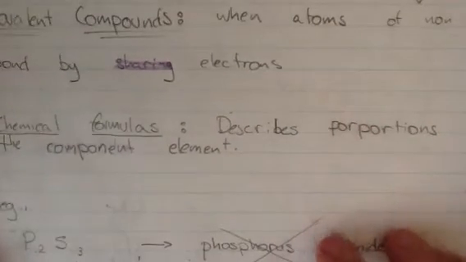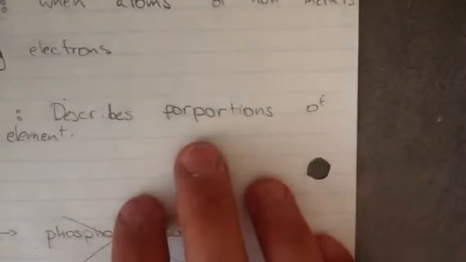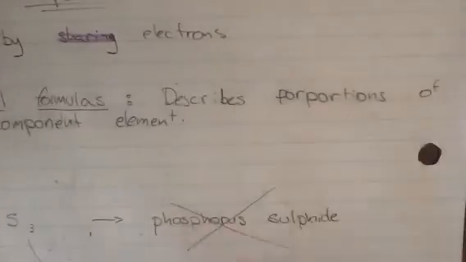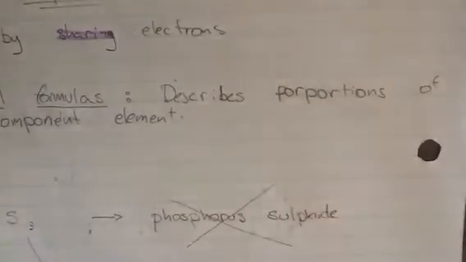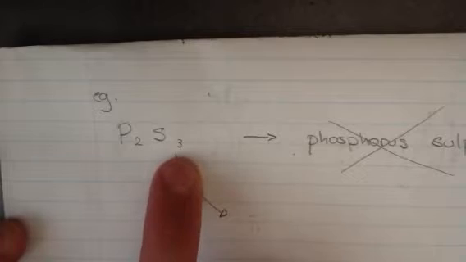So today I'm going to talk about chemical formulas, and a chemical formula describes the proportions of the component elements. So it's just saying how much of it is. So let's do an example right off the bat here, the easiest way for us to understand. An example here is phosphorus sulfur, and they're going to be a covalent compound.